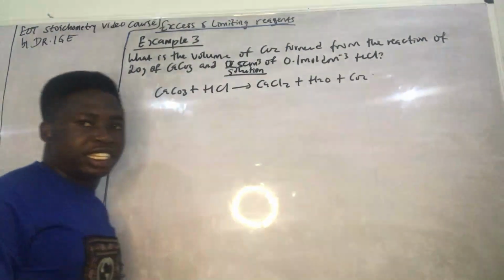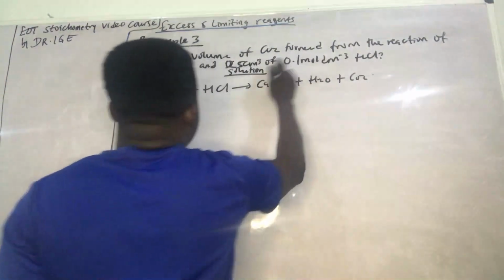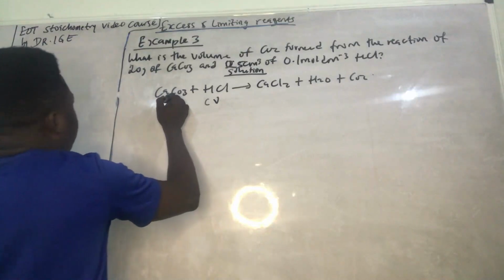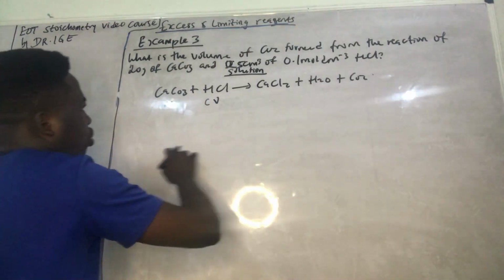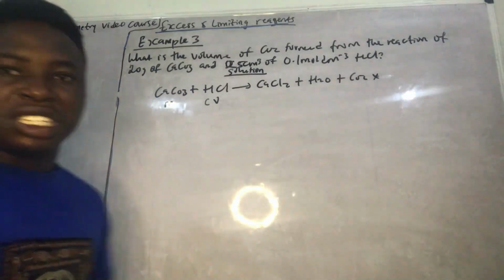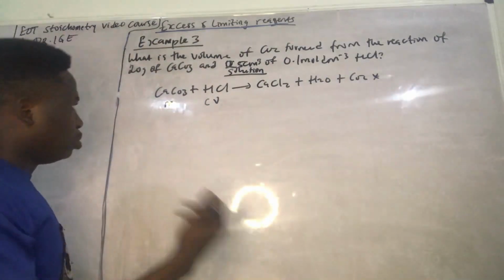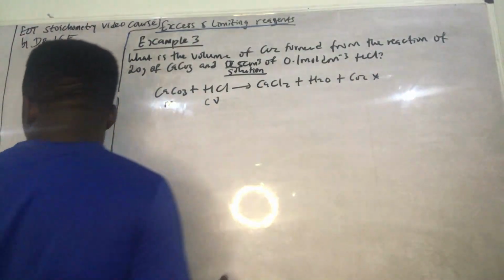So you see, in excess and limiting reagent, they gave us CV for this guy, they gave us mass for this guy, and they are looking for the volume of this guy. So from these two, we have to determine which of them is the excess reagent and which is the limiting reagent first. Then we solve to get the volume.